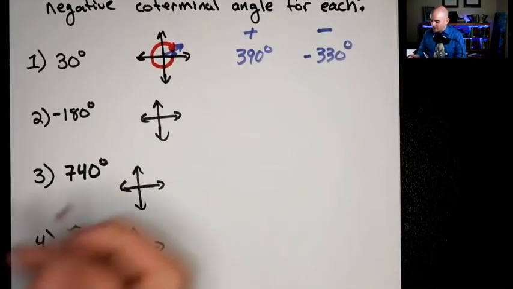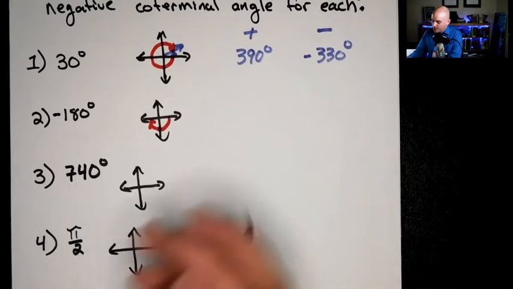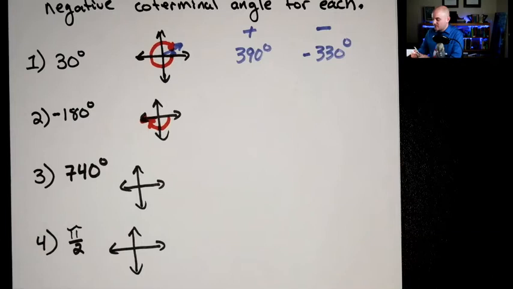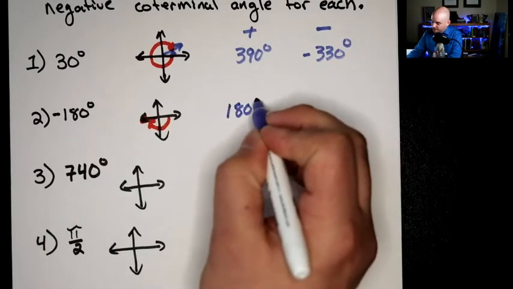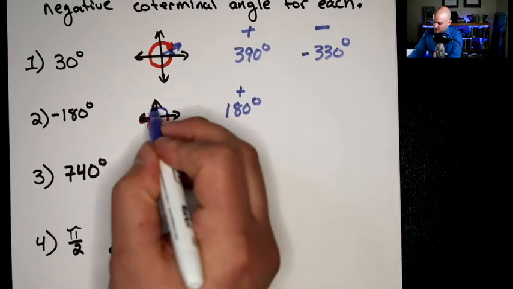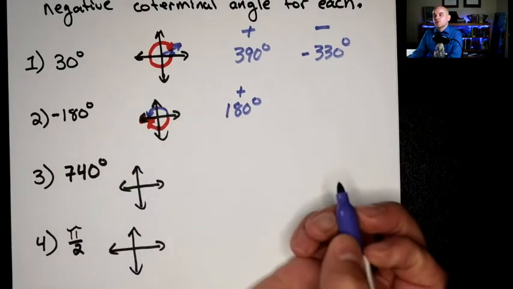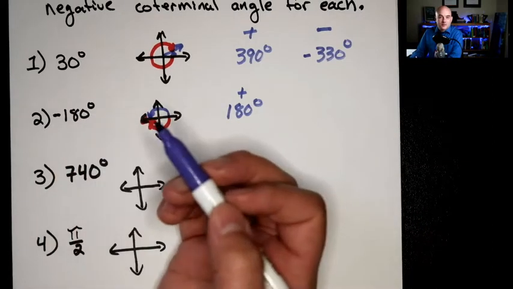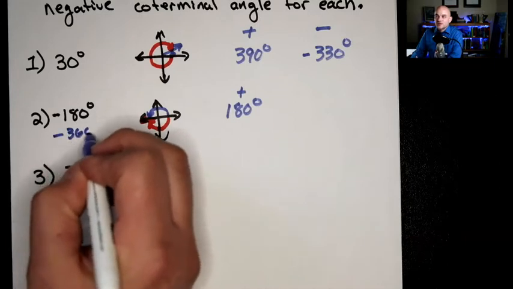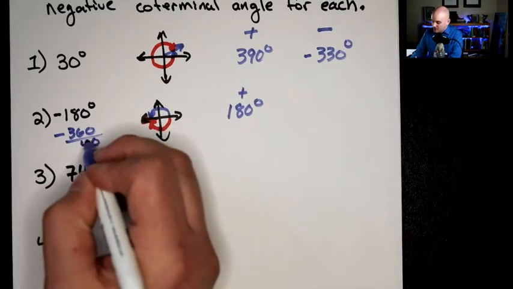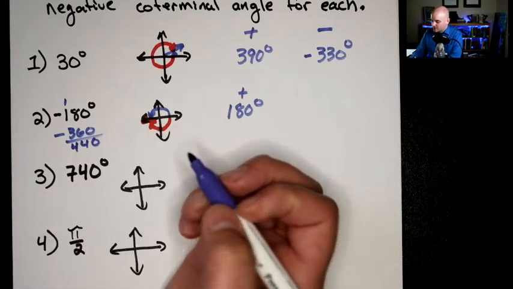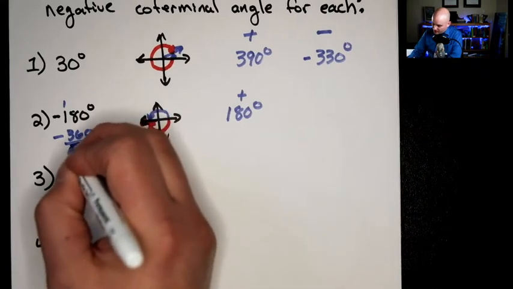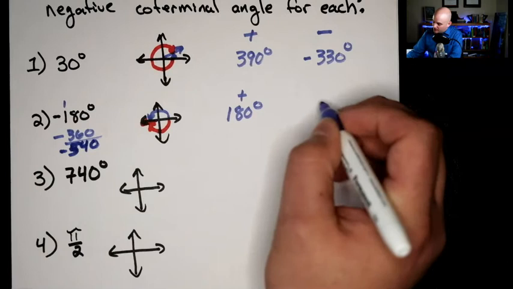Next one, negative 180. So negative 180 looks like this right here. If I add 360 to that, I get positive 180. And notice positive 180 looks like this right here. They are coterminal with one another. If I wanted a negative coterminal angle with it, well, it's already negative, but that's okay. I can say what's negative 180 minus 360, and that's going to give me negative 440 there. No, negative 540. I was like, that didn't look right. Negative 540.